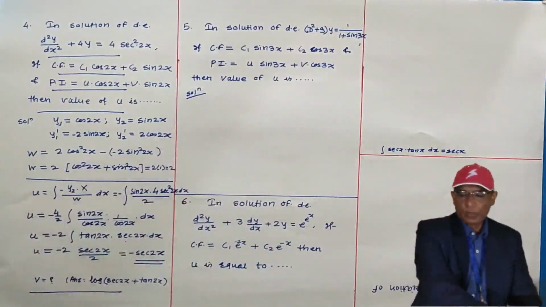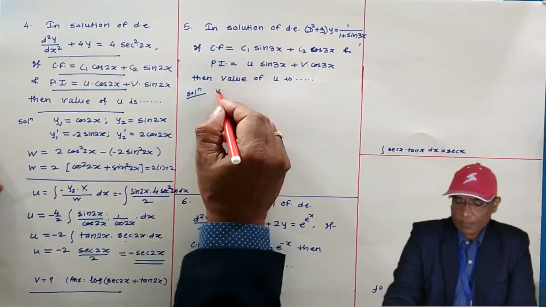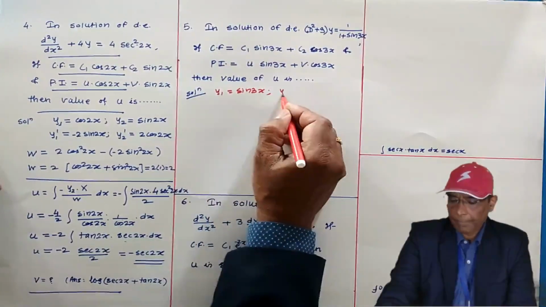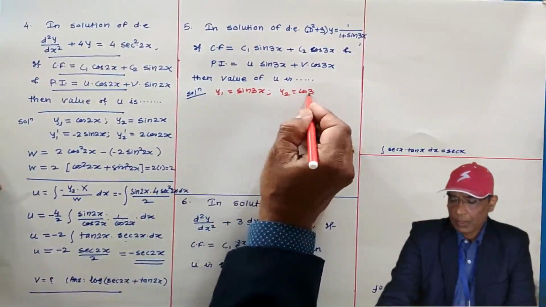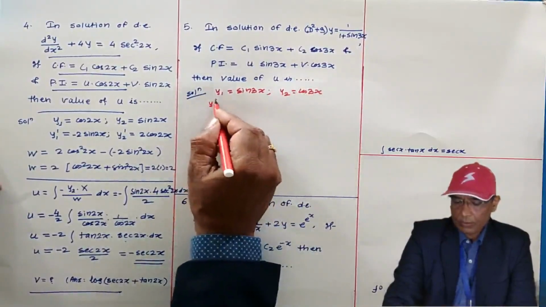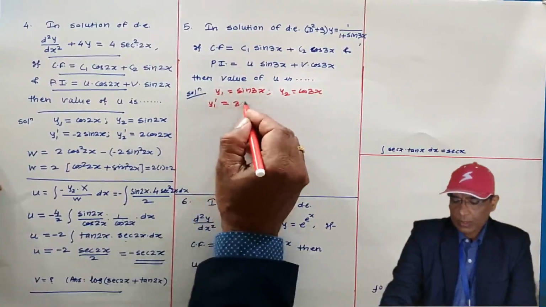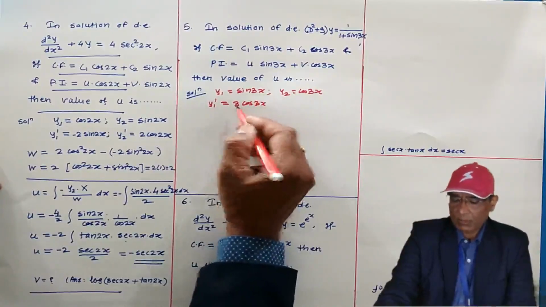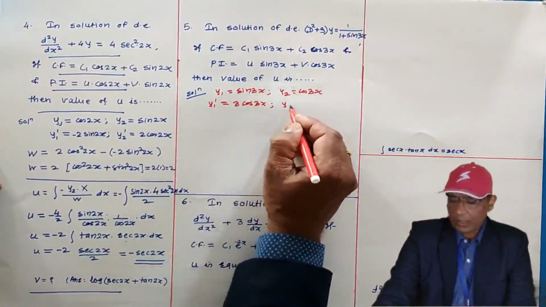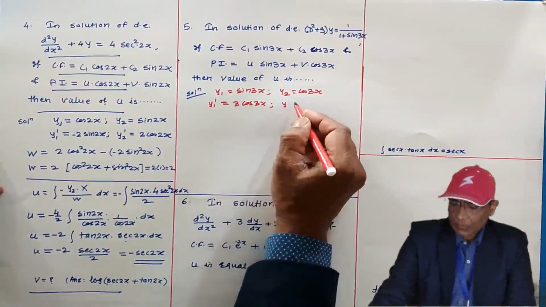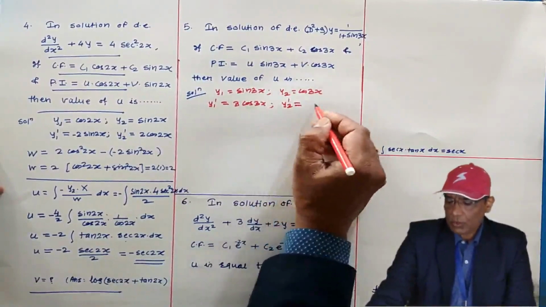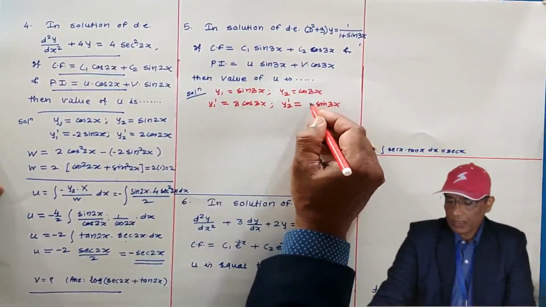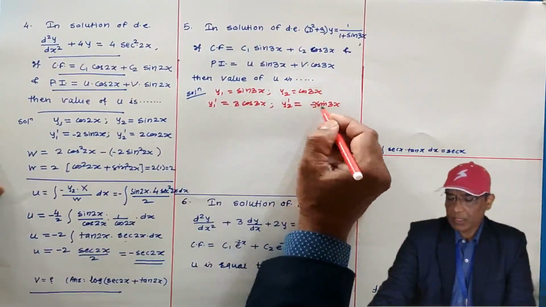What is y1? y1 is the coefficient of c1. y2 is the coefficient of c2. Take the derivative. y1 dash is 3 cos 3x: the derivative of sine is cos and the derivative of 3x is 3, which we write in the numerator when we take the derivative. Now y2 dash: the derivative of cos is minus sine and the derivative of 3x is 3, so I am writing minus 3 sine 3x.